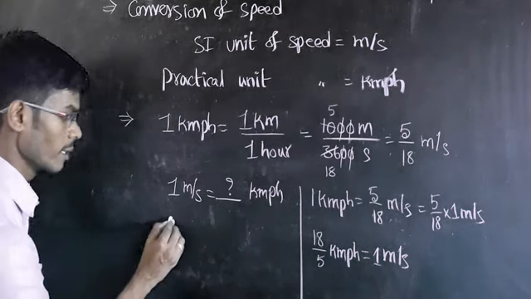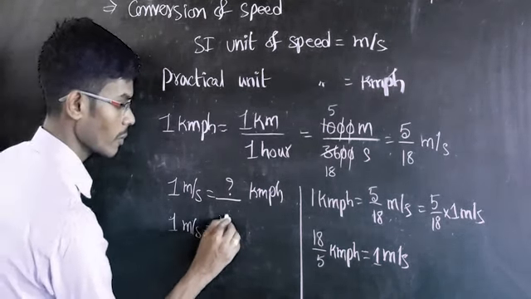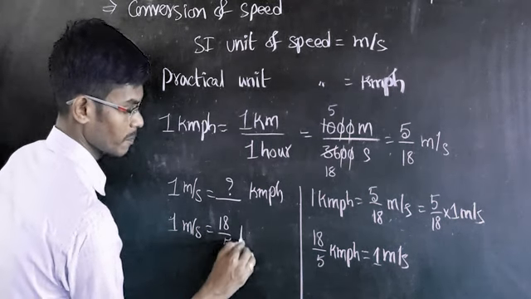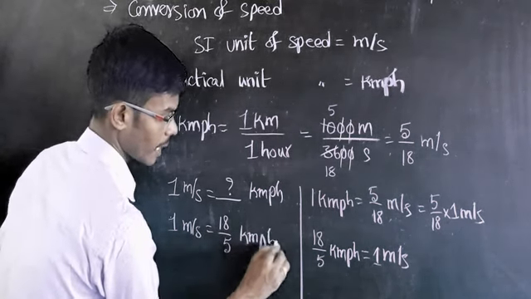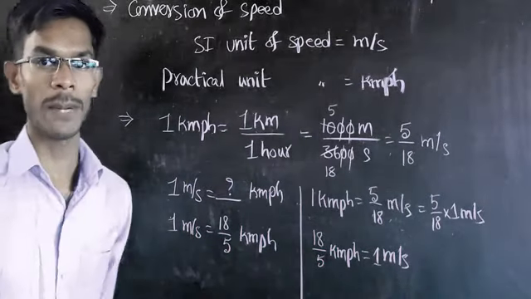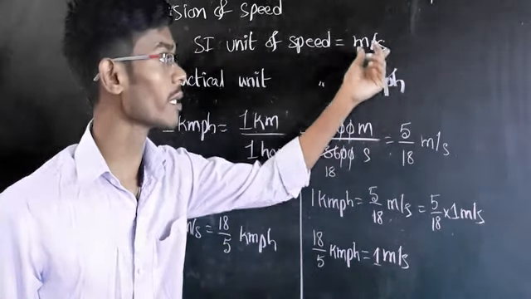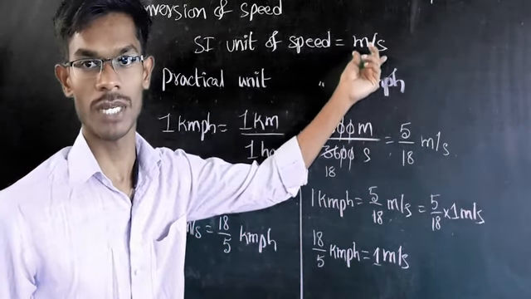18 by 5 kilometer per hour. 1 meter per second is equal to 18 by 5 kilometer per hour. So if you observe this, meter per second and kilometer per hour, which one is the largest value? Kilometer per hour is the largest value and meter per second is the smallest value.